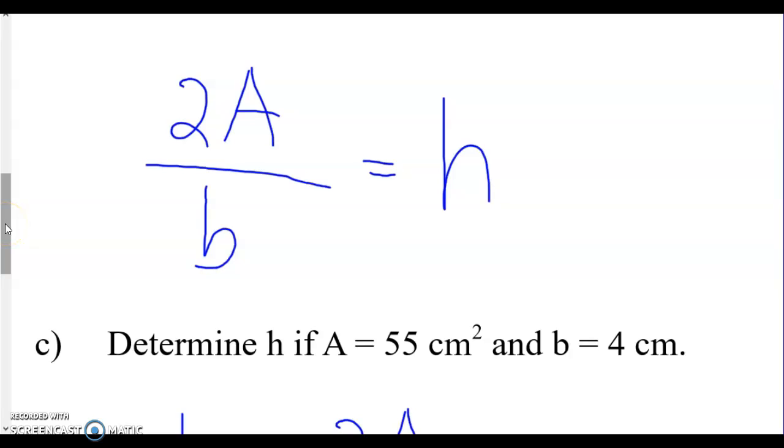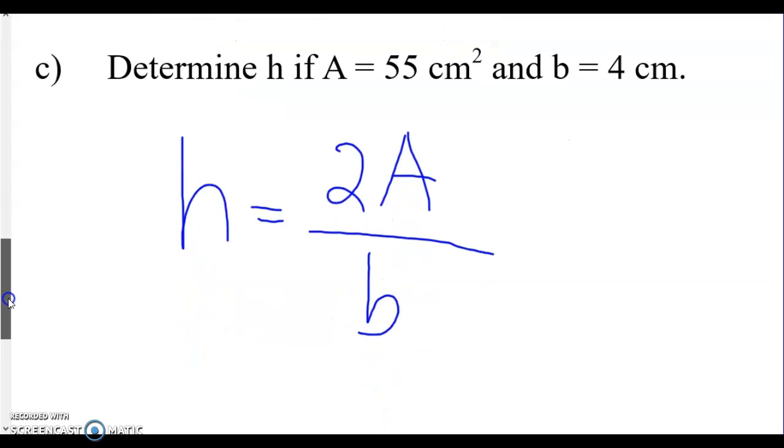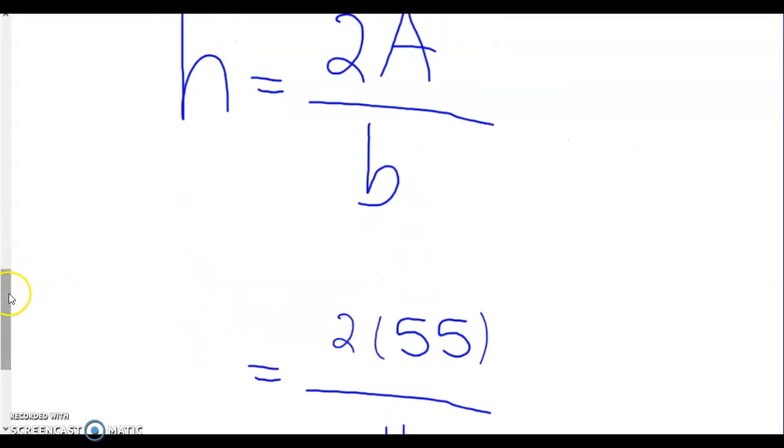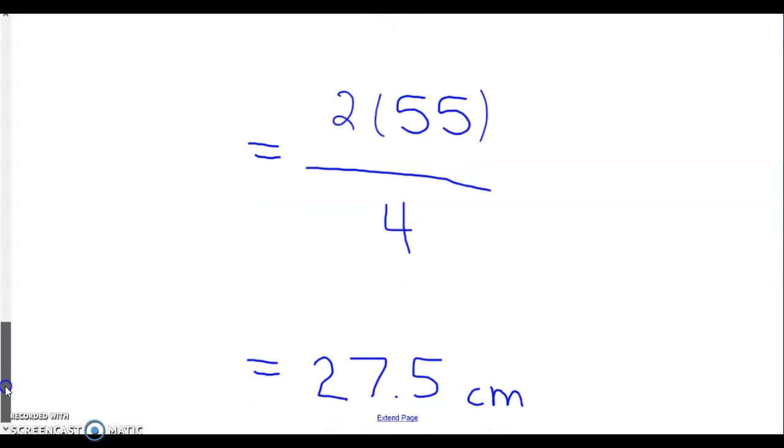Part C. Determine h if a equals 55 centimeters squared and b equals 4 centimeters. So now I'm going to substitute in 55 for a and 4 for b, and I will solve for h. Substituting in, 2 times 55 divided by 4 gives me 27.5. So don't forget, this is a measurement. This is the height of the triangle, so don't forget to include your units there.